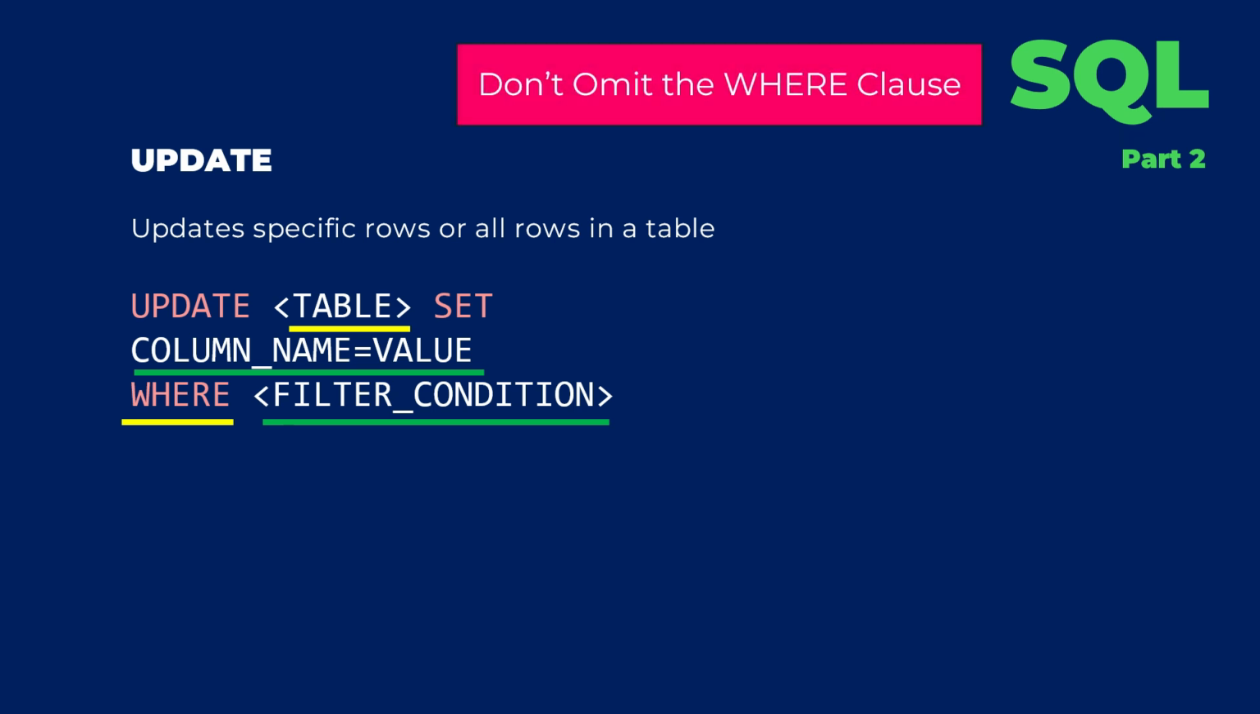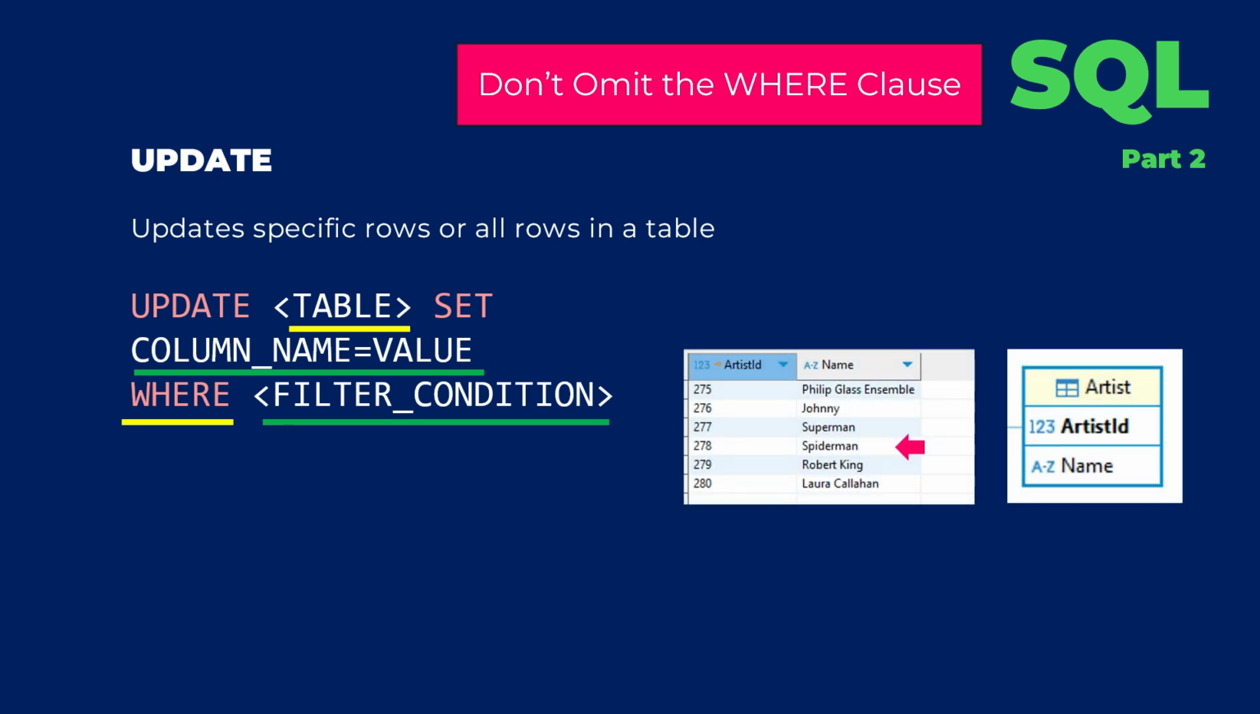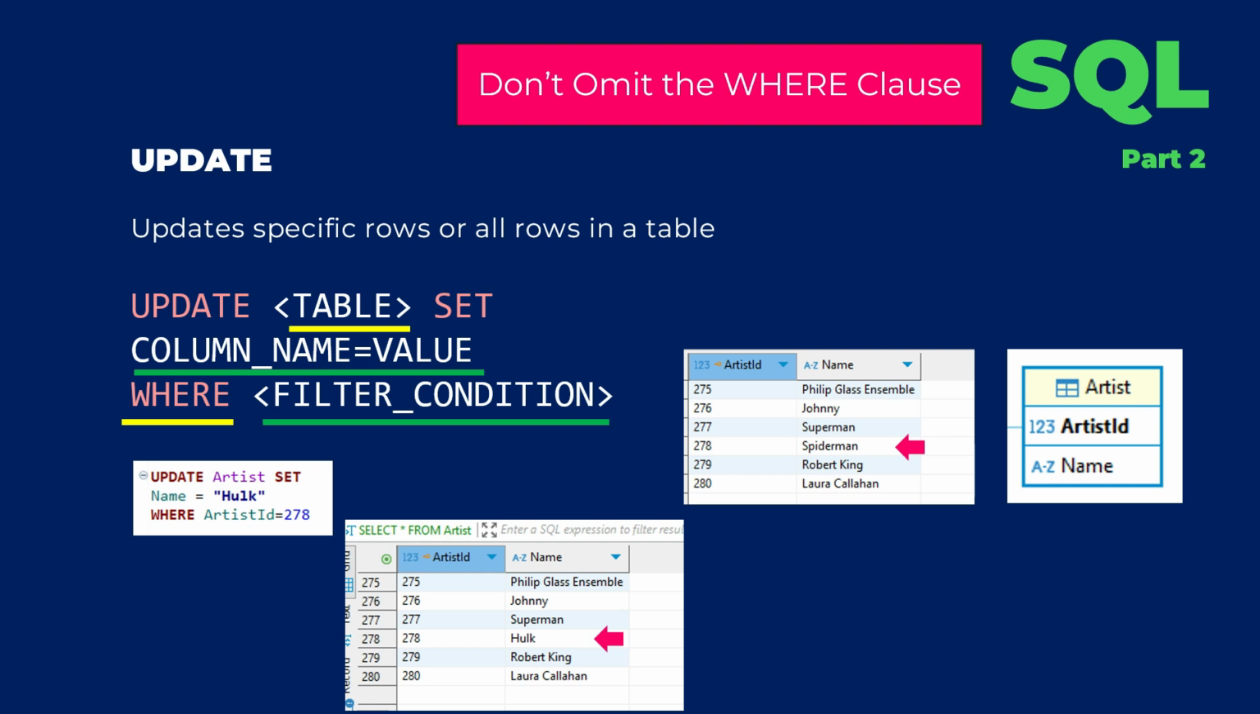Special care must be exercised when using update because you can easily make a mistake and update every row in your table when it was not desired. As an exercise, let's update the name of the artist at ID 278 from Spider-Man to Hulk. We use the statement update artist and set the name column value to Hulk where artist ID is equal to 278. And we can see in the table the data has been updated with the desired value.